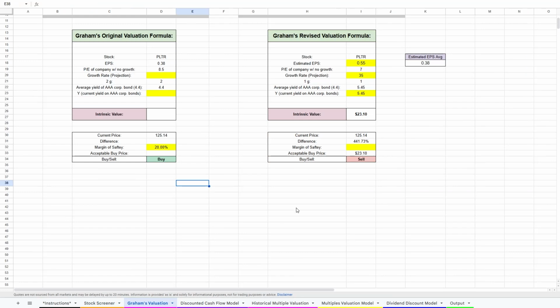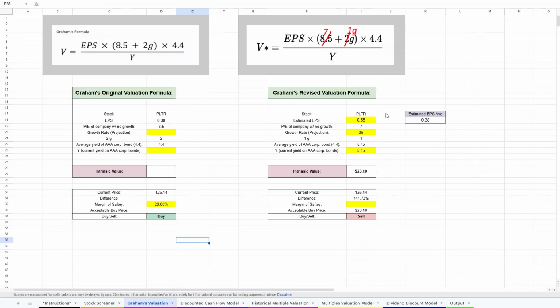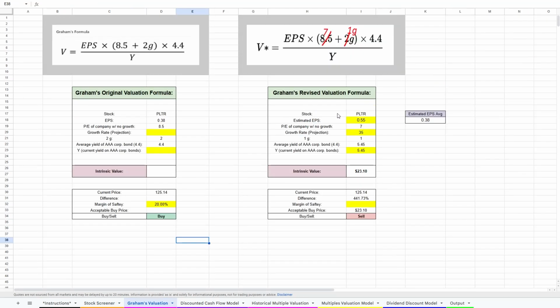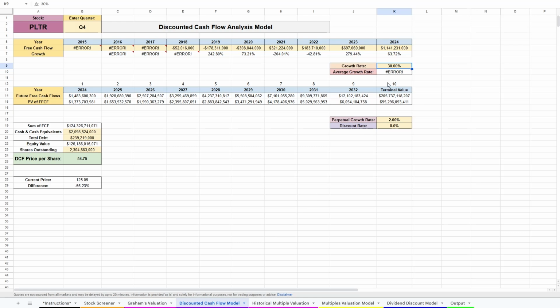Now, first we'll start with Graham's valuation, of course, using the revised valuation formula because the old one is old, it is not really applicable anymore. With an estimated 2025 earnings per share of 0.55, a 35% growth rate, and a 5.45% current yield on AAA corporate bonds, we get an intrinsic value of $23. The discounted cash flow model, using a 30% growth rate for 9 years and a 2% perpetual with an 8% discount rate, we get an intrinsic value of $54.75.